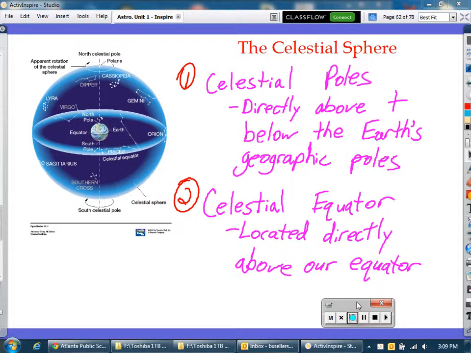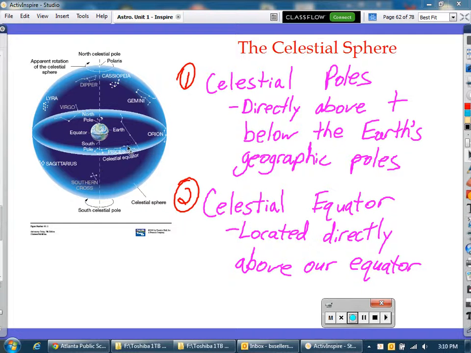Well, they started identifying where different things were moving relative to these stars, including the sun and the moon and different planets. So they started naming these things, so they needed some frames of reference. Some of these frames of reference were the celestial poles and the celestial equator.